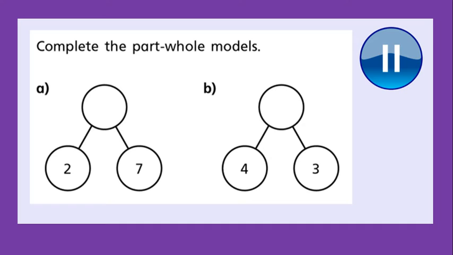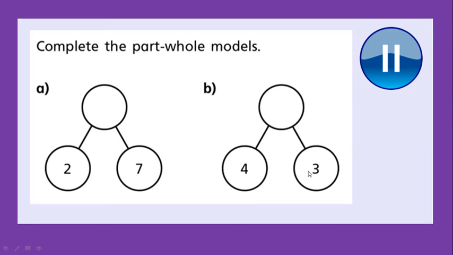Now, we haven't seen this for a while. It's our part-whole models, isn't it? And it's just another way of showing our adding. So we've got here's our 2 and 7, and those two part numbers need to be added together to create the whole number. That's right, so you're going to add these two numbers together to finish this whole number at the top.